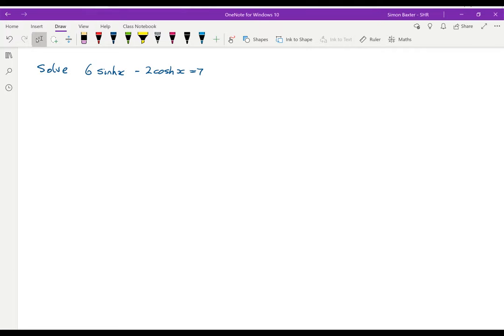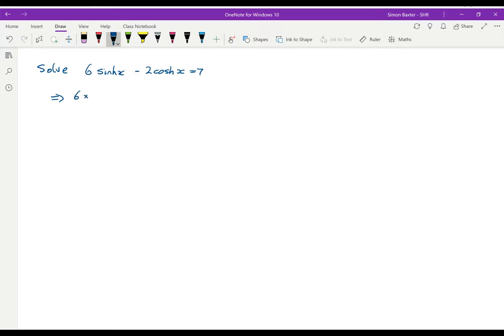The next equation has a very familiar look to it. If this was a trig equation, 6 sin x minus 2 cos x equals 7, you would use R cos of x plus alpha. You could use R cosh of x plus alpha using the identities that we have met, but in this case it's easier if we use the exponential technique. So let's rewrite this in terms of e to the x.